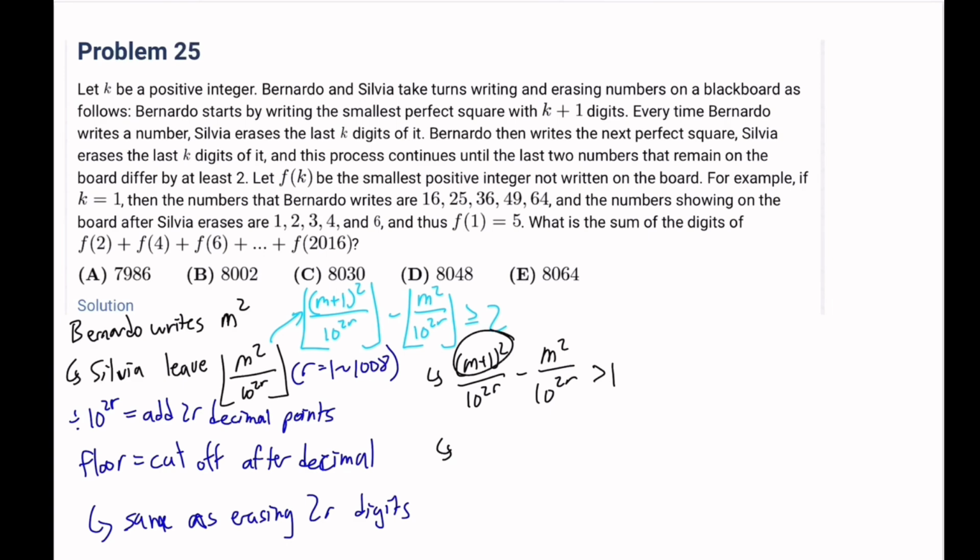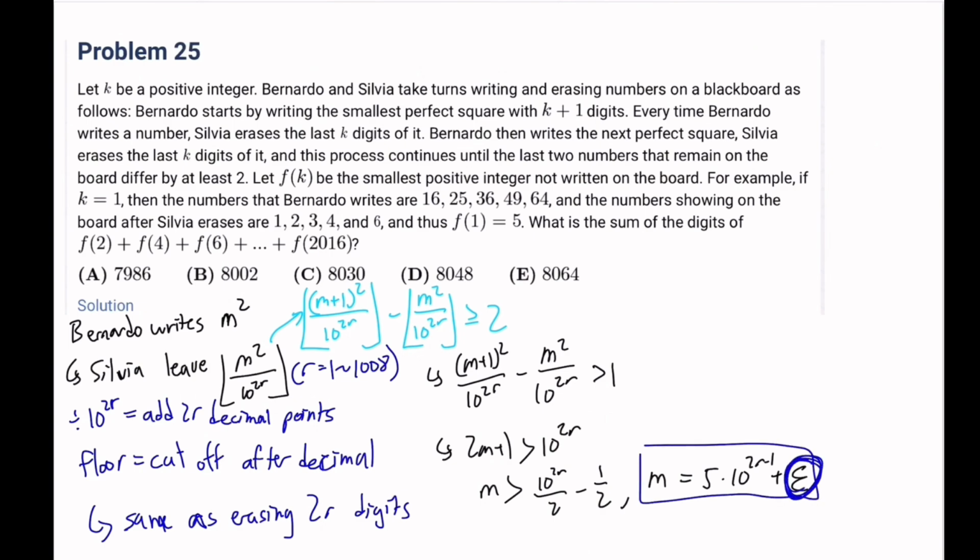So if we just expand that, these cancel and give us 2m plus 1. This is greater than 10 to the 2r power. So this gives us that m is greater than 10 to the 2r over 2 minus 1 over 2. And that means if we add some small value, let's say epsilon, m is going to be greater than or equal to 5 times 10 to the 2r minus 1 power plus epsilon. So m equals 5 times 10 to the 2r minus 1 power plus epsilon.